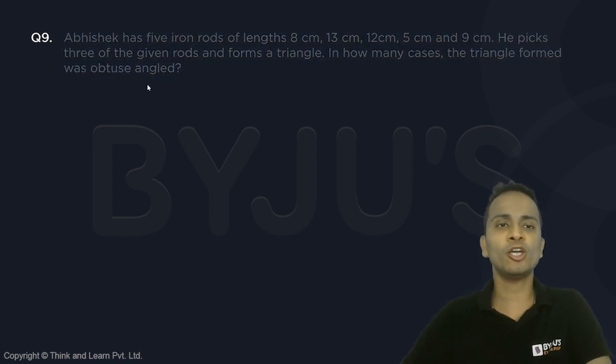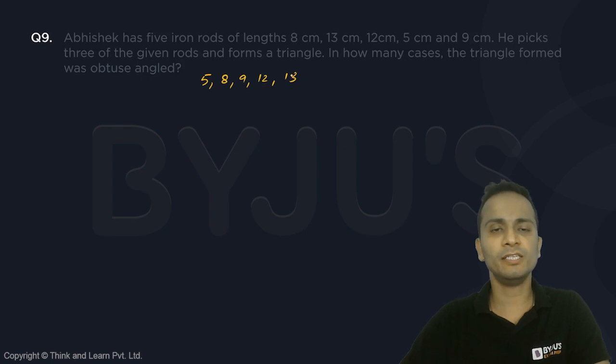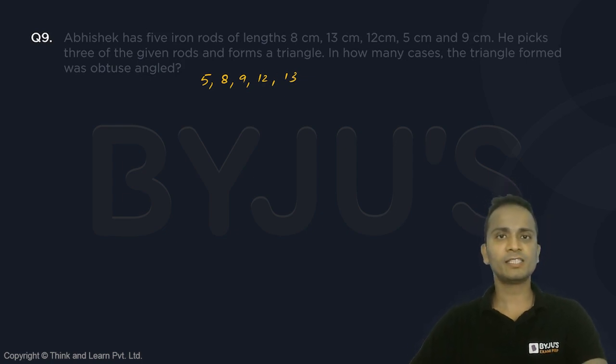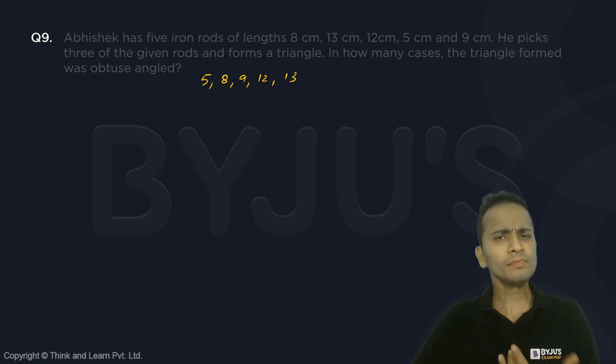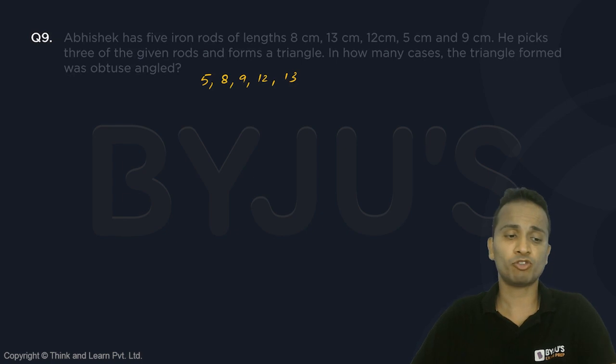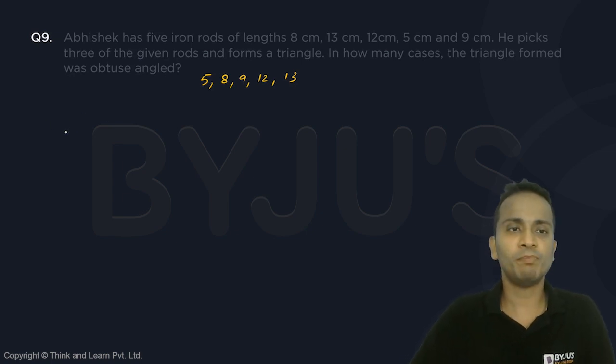First of all, by writing all the possible ways in which this triangle can be made. I'll write all the sides in increasing order: 5, 8, 9, 12, and 13. So these are the 5 sides. Now you will have to check one by one. You will have to make all the triplets. Out of these 5 sides, 5C3, there will be 10 possibilities that can be made, but not all of them will make a triangle. It might be possible some of them will not make a triangle. So I will write all the 10 possibilities.